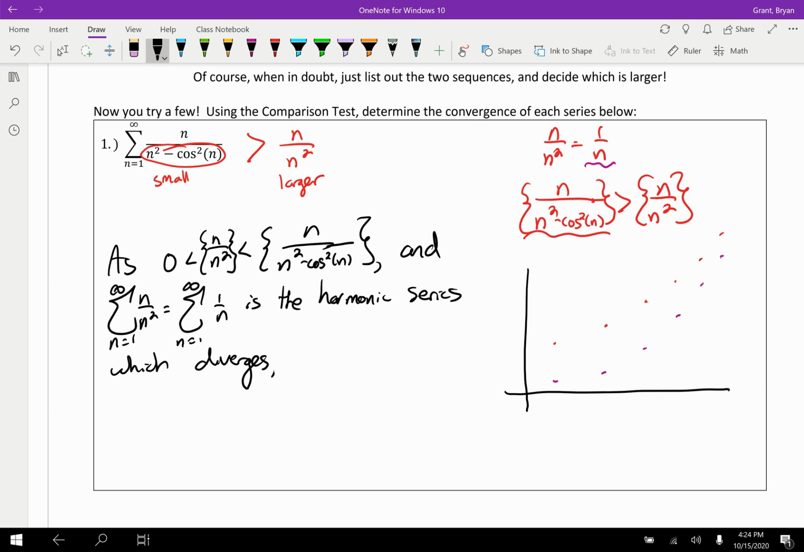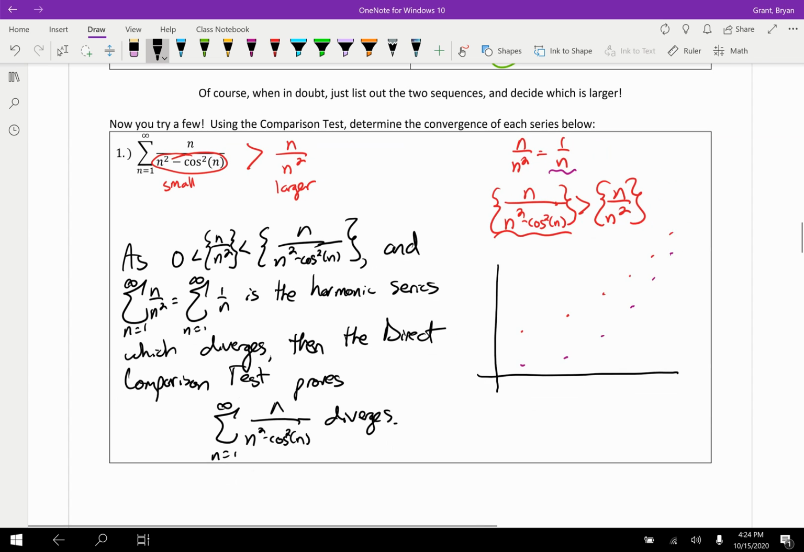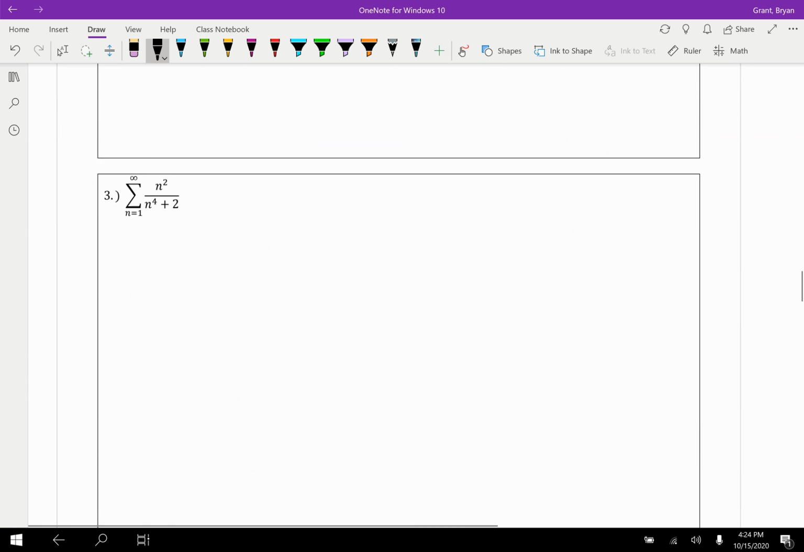Whew, this is going to be a heck of a run-on sentence, but we'll survive. Then the direct comparison test proves, I'll just do it down below, the sum from n equals 1 to infinity of n over n squared minus cosine squared of n diverges. Easy enough. Okay, we have 2 more to do, I think. Let's double check to make sure I'm not lying.